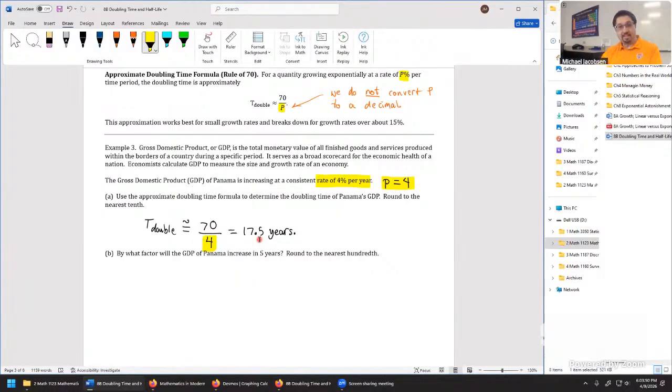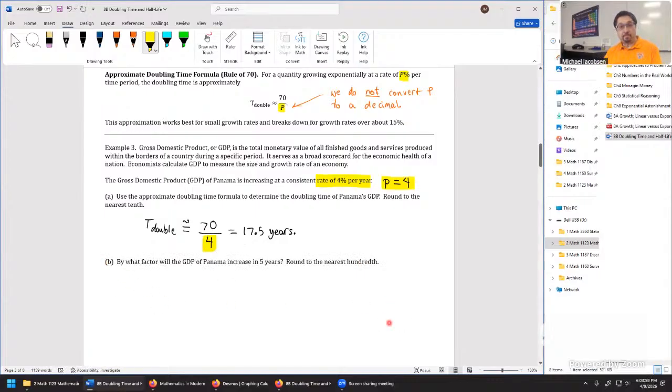Now we're going to go forward and address an additional question: how much the economy is going to grow by in 5 years. Any questions at all with the recap first before we address this?